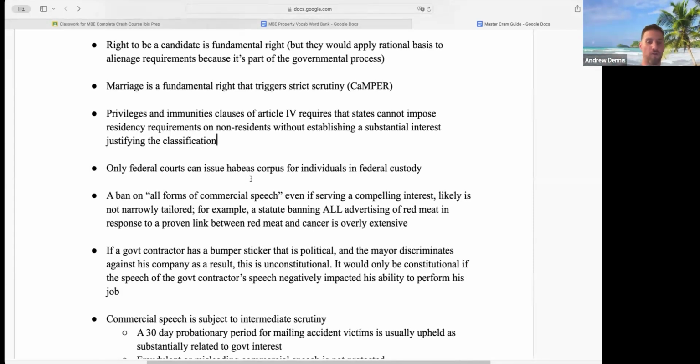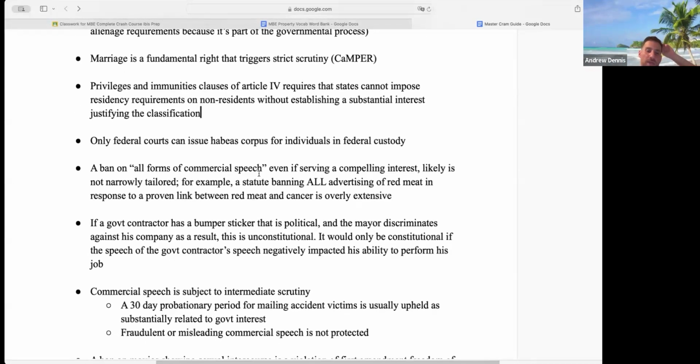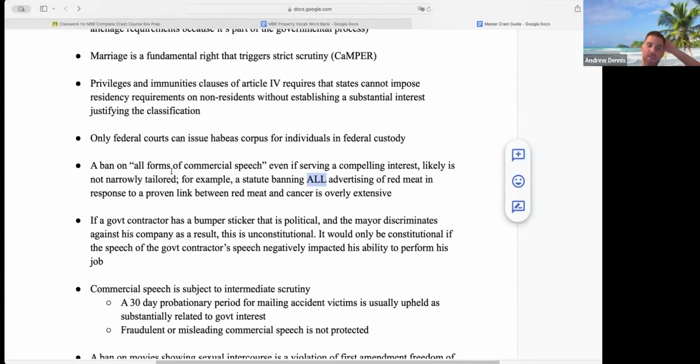A ban on all forms of commercial speech, even if serving a compelling interest, likely is not narrowly tailored. For example, a statute banning all advertising of red meat in response to a proven link between red meat and cancer is overly extensive. So remember, commercial speech is subject to heightened intermediate scrutiny, but a ban on all advertising would actually be strict scrutiny because it's overly sweeping and it would be content based.